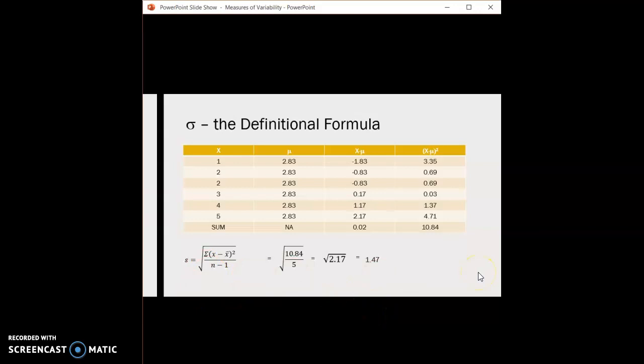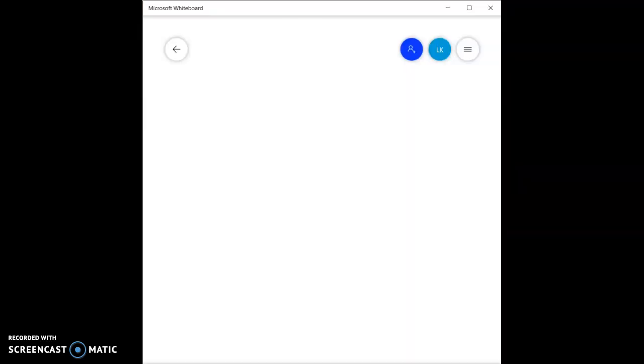All right, so what I wanted to do now, the definitional formula is useful because it allows us to understand and define what each part of the standard deviation formula is actually telling us. However, it takes a lot of extra steps, and there's a much easier way to calculate the standard deviation. And so what I want to do now is actually show you the computational formula. So we're going to move to a whiteboard here.